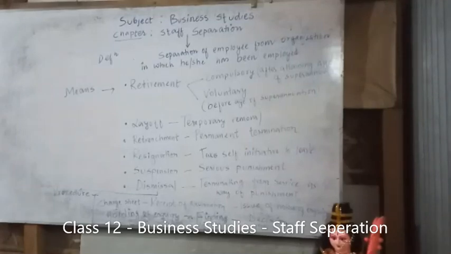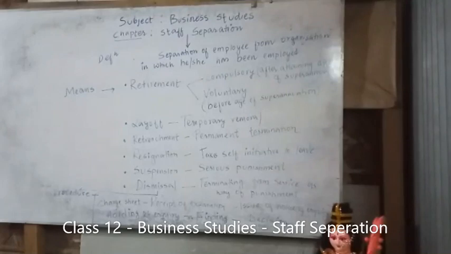Now, if you go to the second part, you'll find I wrote means. What is means? It means when an employee leaves an organization, there may be various reasons. What are the reasons? Under what grounds are the staff separated from the organization? There can be 5 means of staff separation. The first one is retirement.